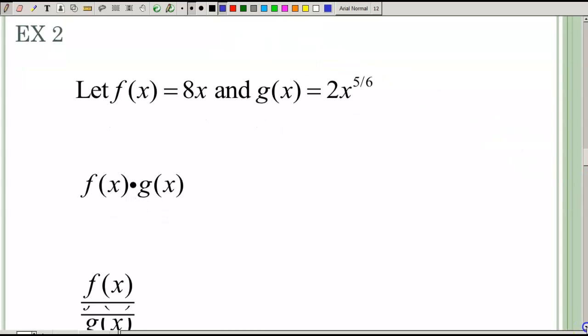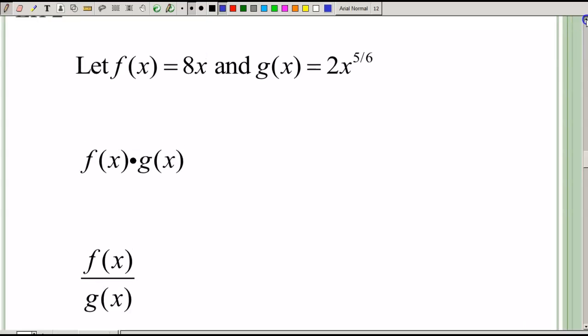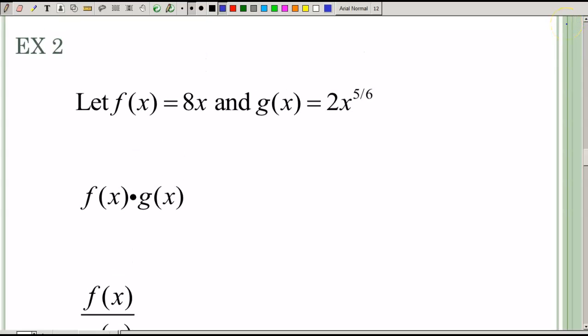Looking at example 2, how do we multiply and how do we divide? Well, again, we've already done these types of problems many times before. We're just looking at it from a new angle, as functions. So if I'm trying to multiply two functions, what is f of x times g of x? Let me go ahead and use substitution again here. F of x is equal to 8x, so I'll take 8x and multiply that by g of x, which is 2x to the 5/6. And that's what f times g is.